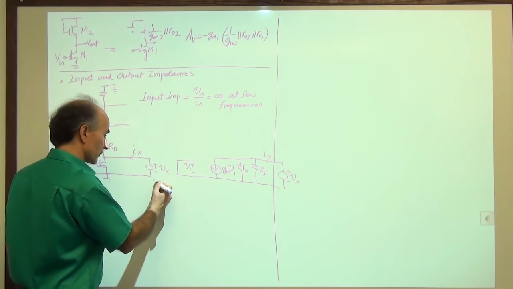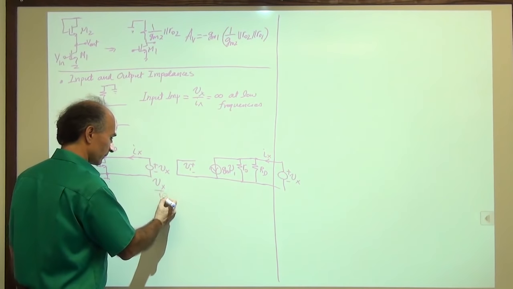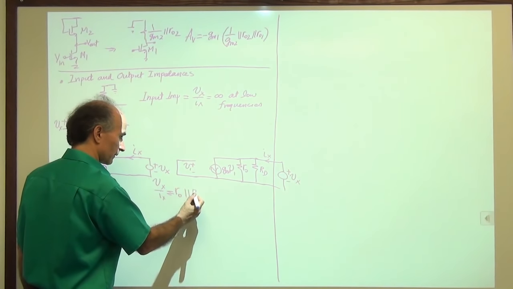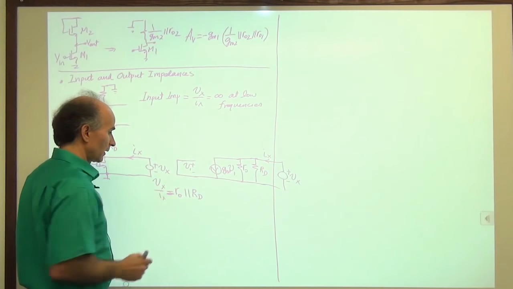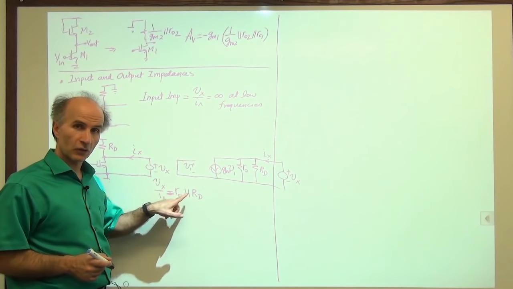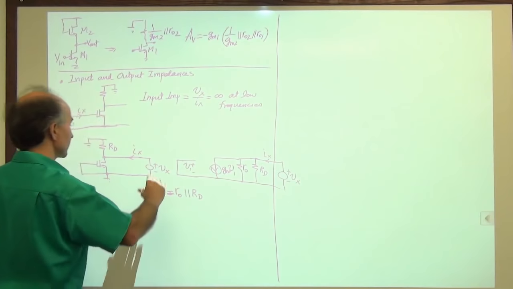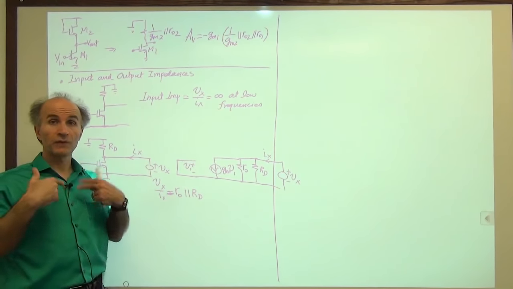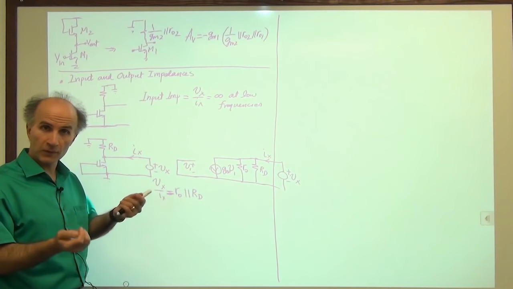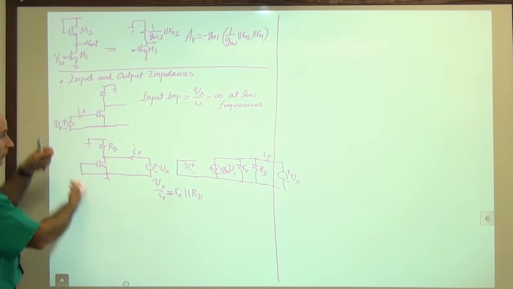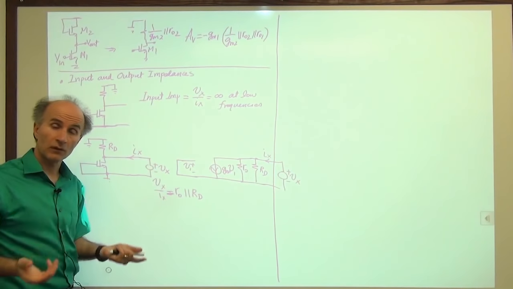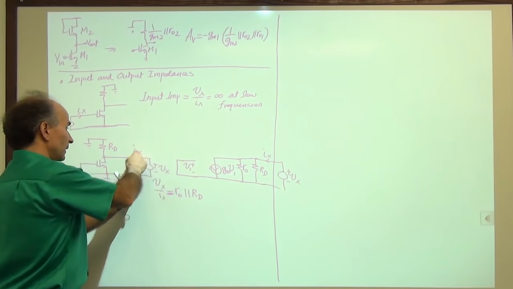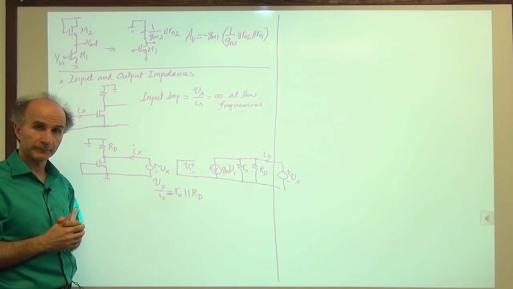So the output impedance of the circuit is equal to ro in parallel with RD. If we neglect channel length modulation, it's just RD. So that's the resistance that we see at the output of the circuit. We use this term "see a resistance," and by that, we just mean when we apply this Vx, how much is Vx over Ix? In this case, we see infinity. In this case, we see RD in parallel with ro.